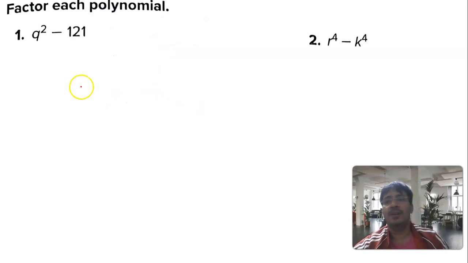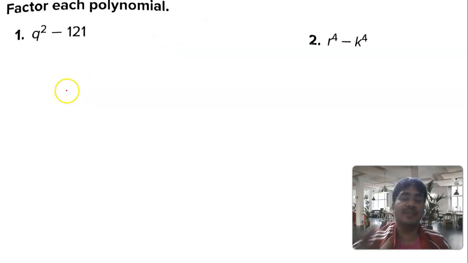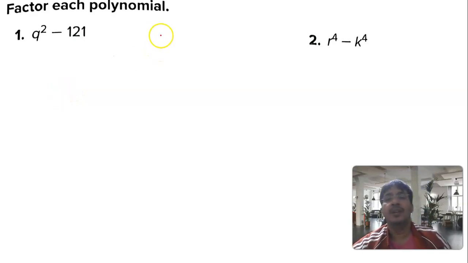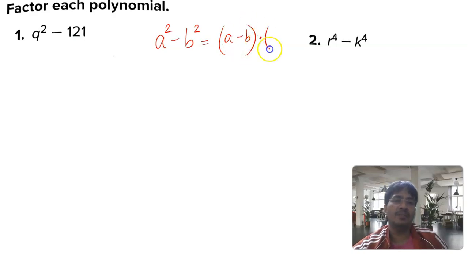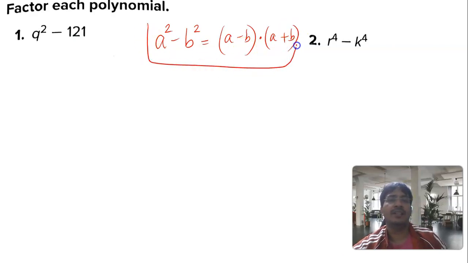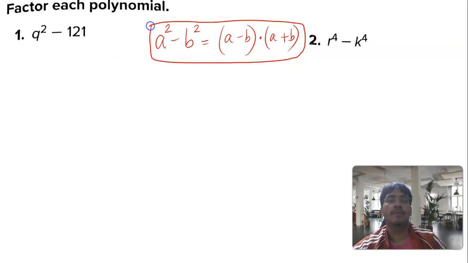Factor each polynomial. Now this is a different type of factorization. What kind of factorization is this? If you have a square minus b square, it can be factorized as a minus b times a plus b. This is the rule. You can factorize it as a minus b and a plus b. So in this case, q square minus 121.